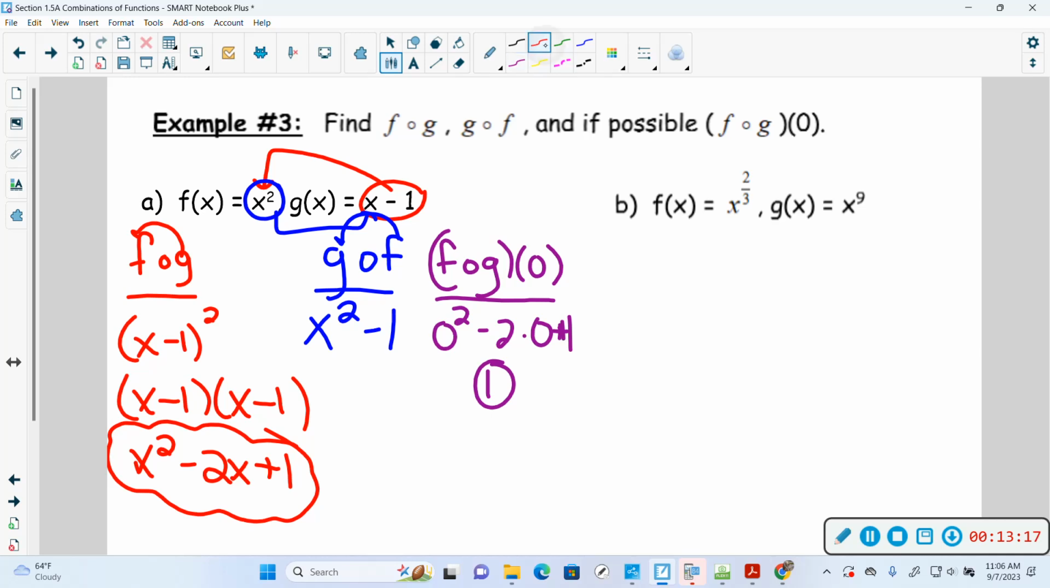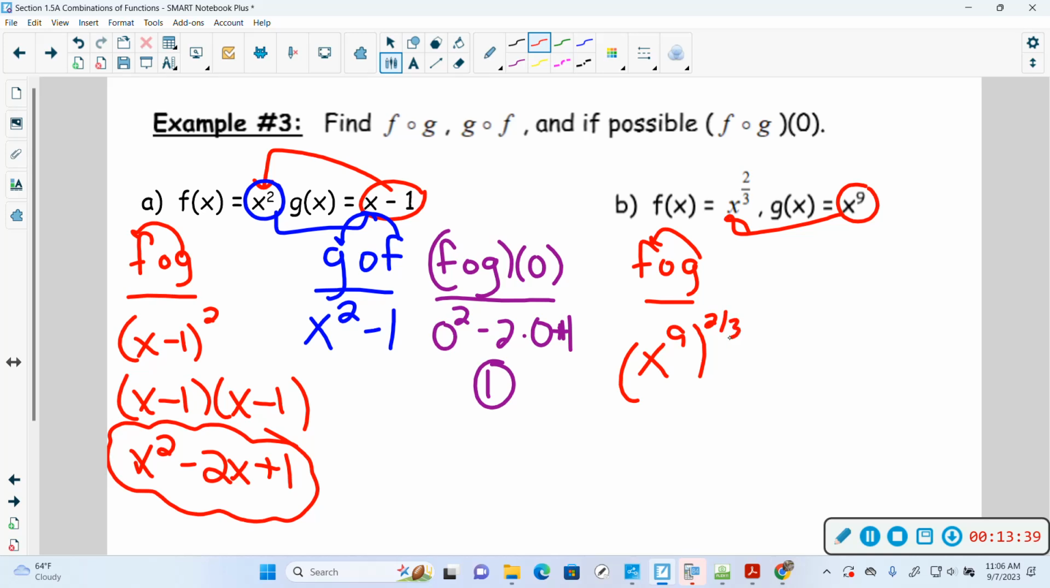All right, let's do a couple more. Same thing, F of G. You're going to do all three. So again, right into left. G into F. So G into F. So I'm going to replace the x with x to the 9th. And then I have to raise that, oh fun, to the 2/3.